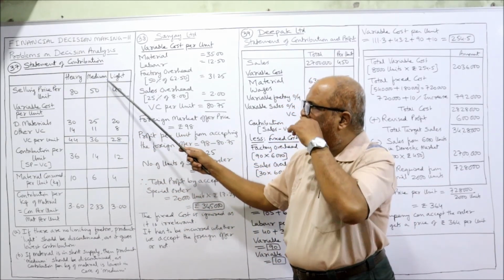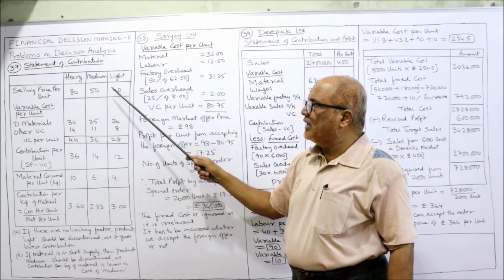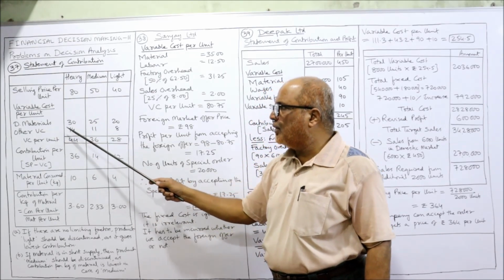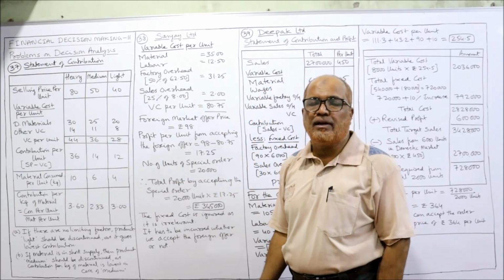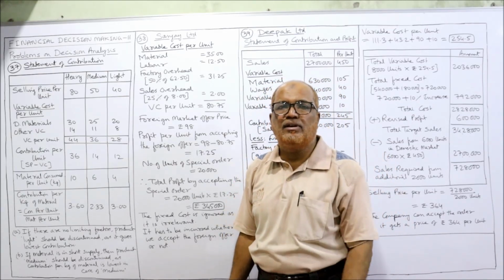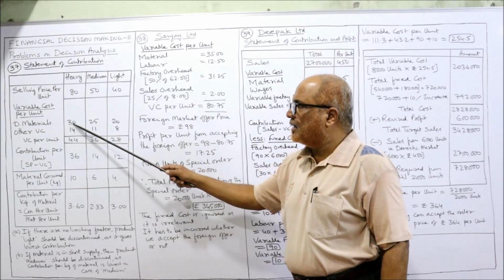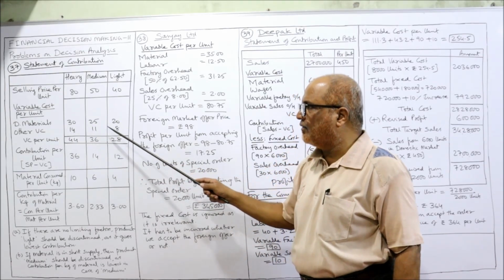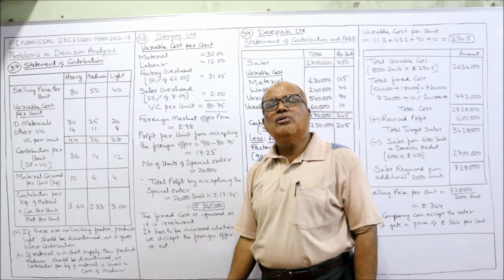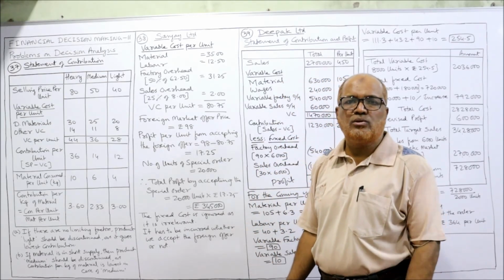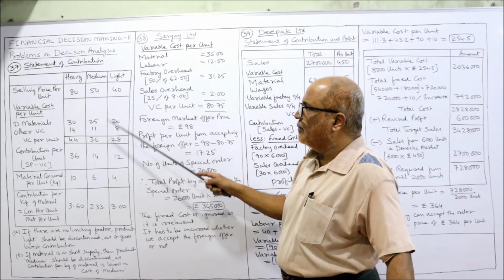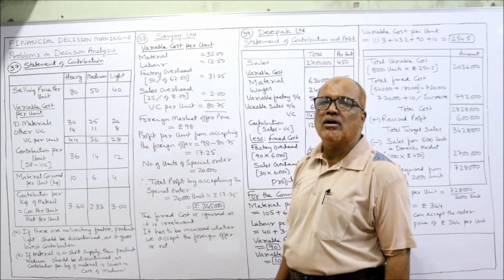Statement of contribution: heavy, medium, light. Selling price per unit 80, 50, 40, given in the problem. Variable cost per unit, direct material and other variable cost. Fixed cost should not be taken, because fixed cost will be incurred whatever the sales mix, as given in the problem. Direct material 30, 25, 20, other variable cost 14, 11, 8. The total variable cost is 44, 36, 28. Contribution is selling price minus variable cost: 80 minus 44, 36. Then 50 minus 36, 14. 40 minus 28, 12. We got the contribution.